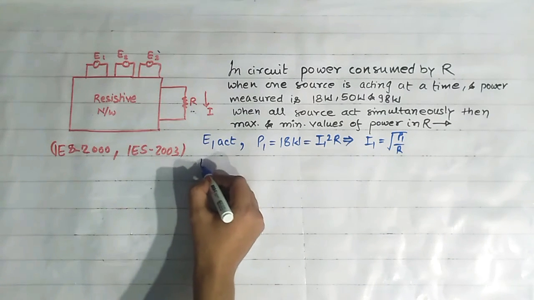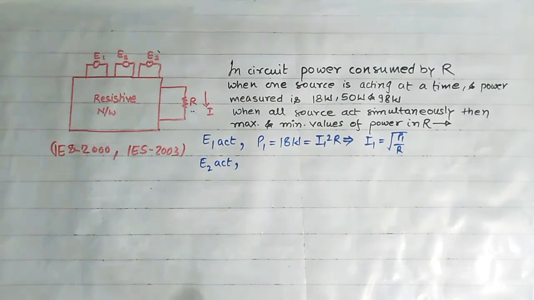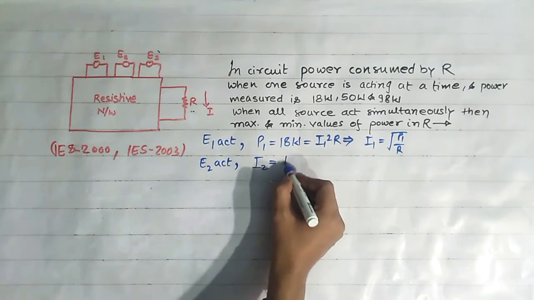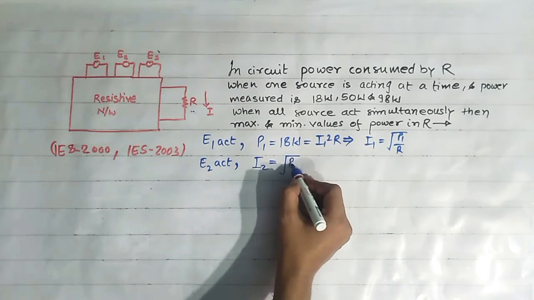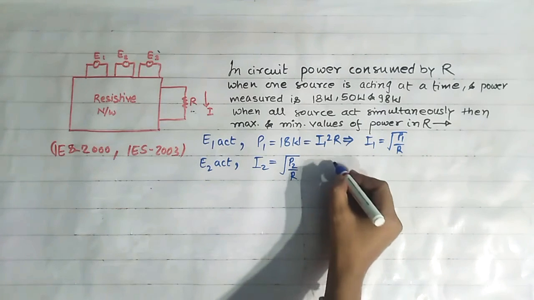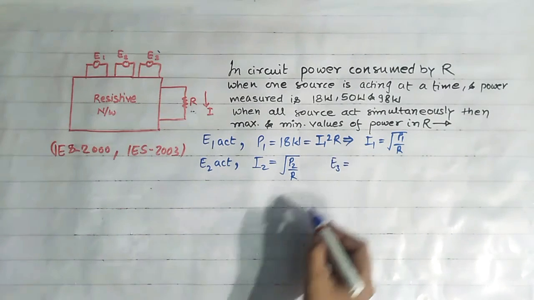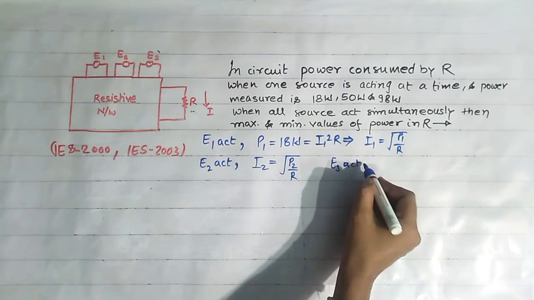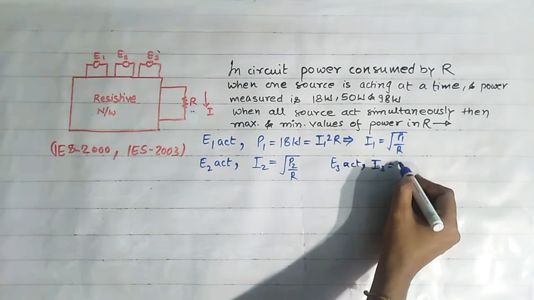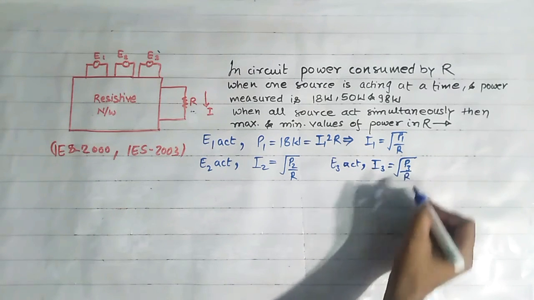Now when E2 acts alone, then we can write a similar equation: I2 is equal to under root of P2 by R. And when E3 acts alone, then in that case I3 is equal to under root of P3 by R.